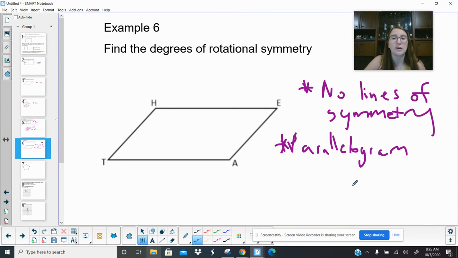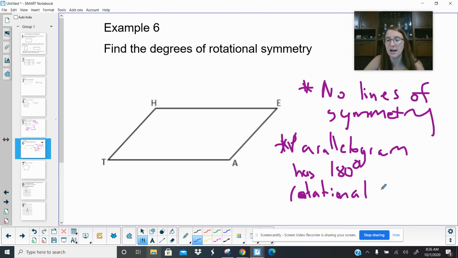So a parallelogram is a special case. Even though there's no lines of symmetry, it does have 180-degree rotational symmetry. This is a special case that you'll want to write down. Even though it has no lines of symmetry, a parallelogram does have 180 degrees. That one's special, so you want to write that down.